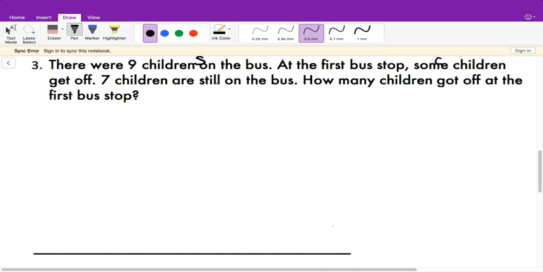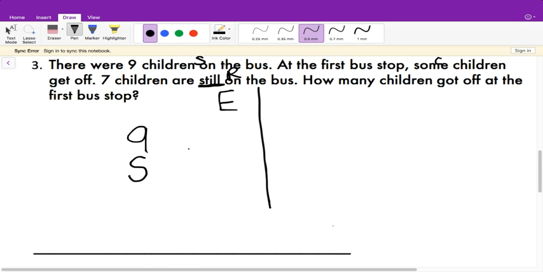Then it says 7 children are still on the bus. So when we see that word still, that's kind of like how many are left over. So that's going to be our result. Let's use this information now to write our equation. So first we always do the start. And we can see 9 children were on the bus at the start.